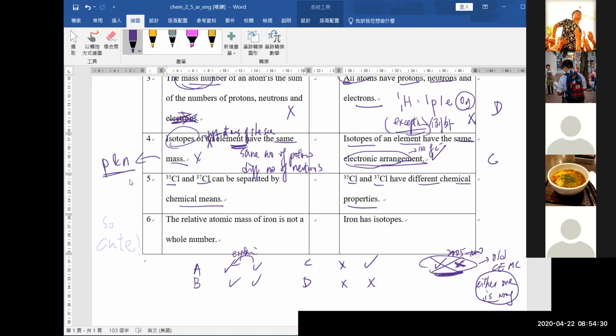Now, so can be separated by chemical means. So could you please record the answer? Tell me again. Question 5. A can be separated by chemical means. Yes. You think it is A, right?